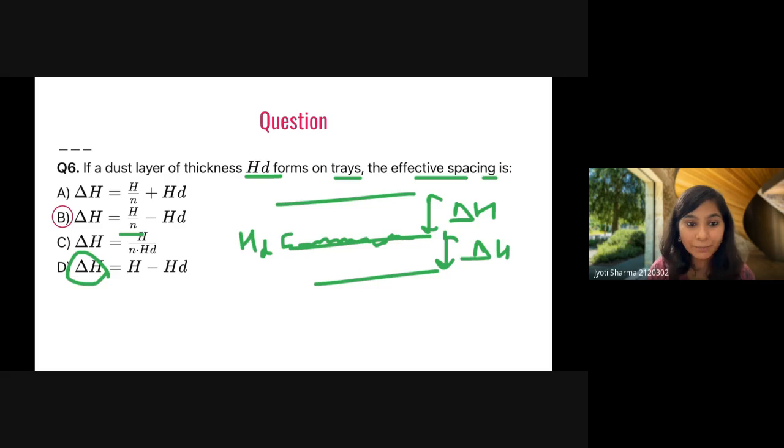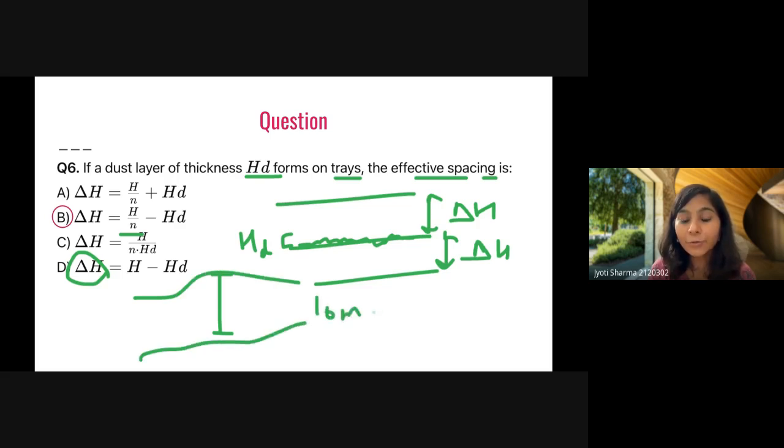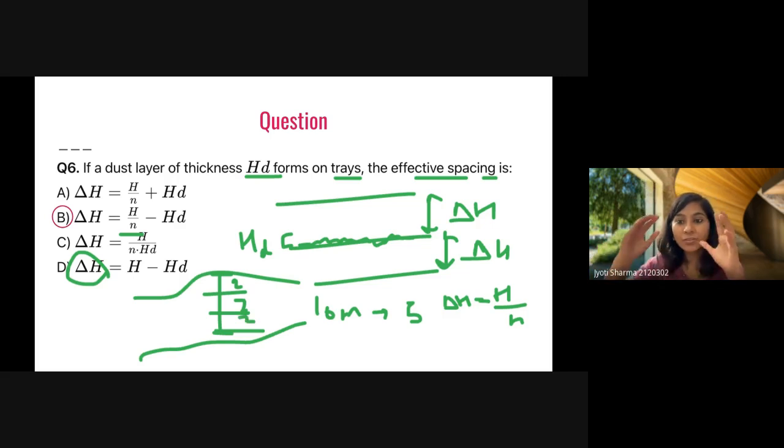As I told you, let's say this is the total height of your gravity chamber, and that is, let's say, 10 meter. And if we do have 5 trays, then your del H will be H upon N. So for each tray we will have a height of 2 meter, because total height is 10 meter. We have 5 trays, then the height in each tray will be 2. So this will be H upon N.